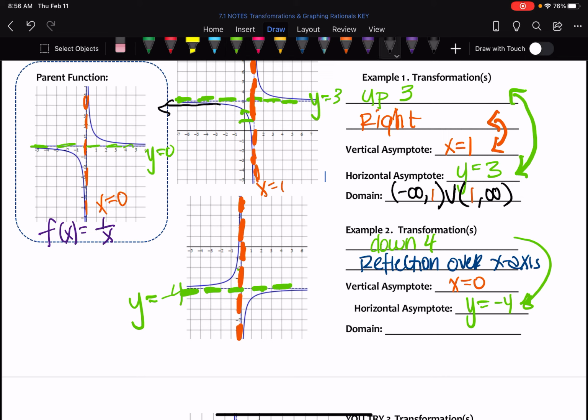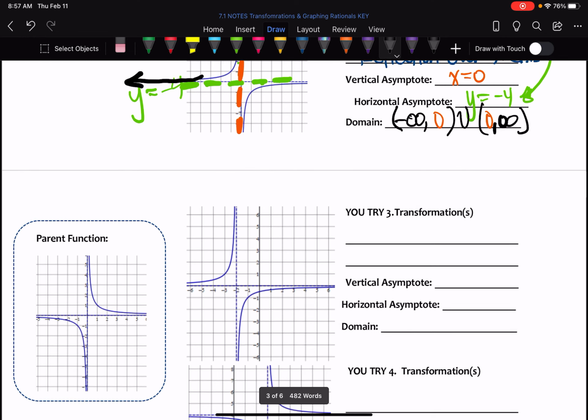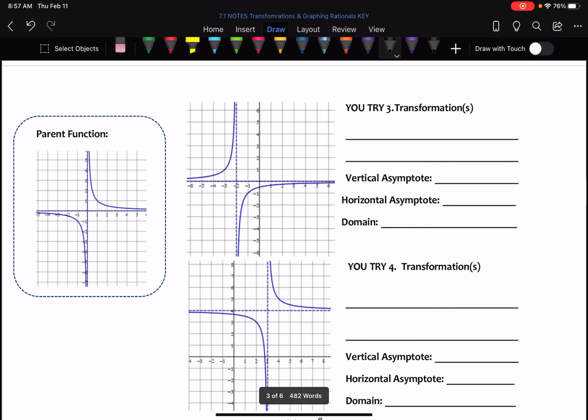Okay, and last, let's go do domain. So my domain, I'm going to look, is starting forever left, so I'm coming from negative infinity. It's going to stop at my vertical asymptote because I can't touch that, so at 0. It's not touching, so I'm going to put parentheses, union, starting right back at 0, and it's going to go forever to the right. All right, I want you to try 3 and 4.